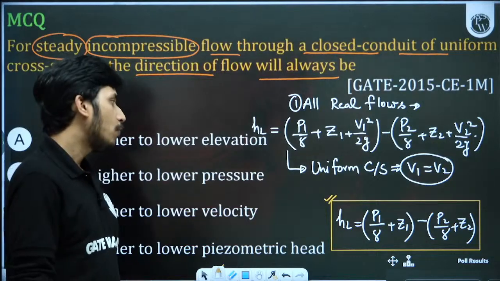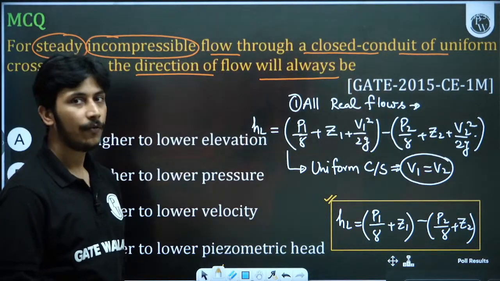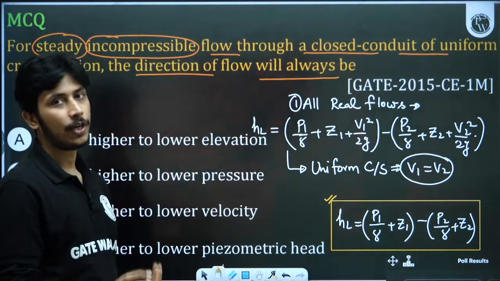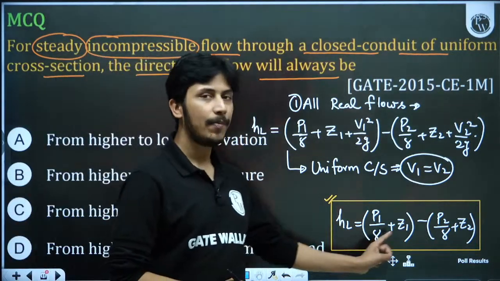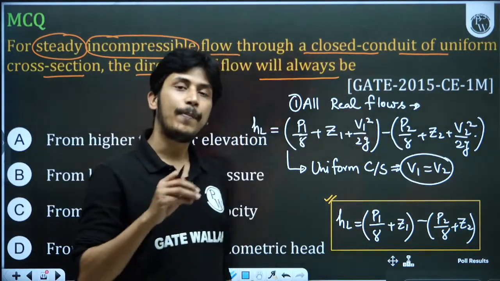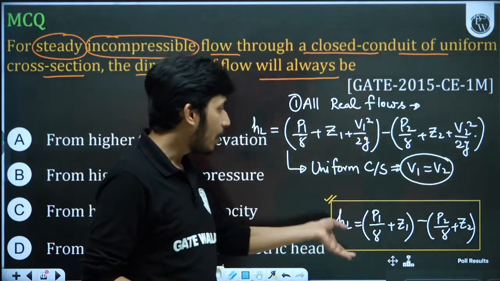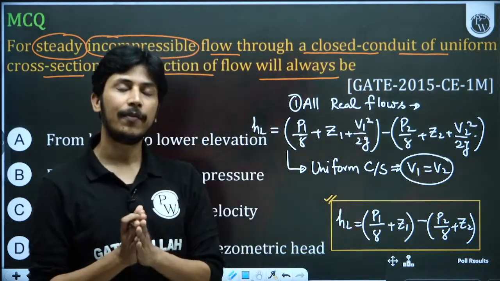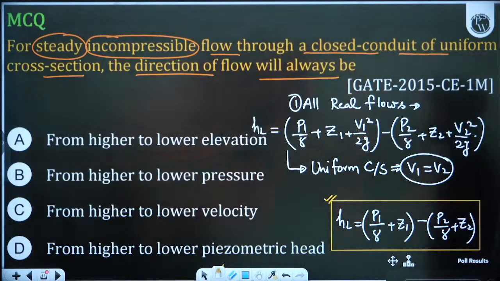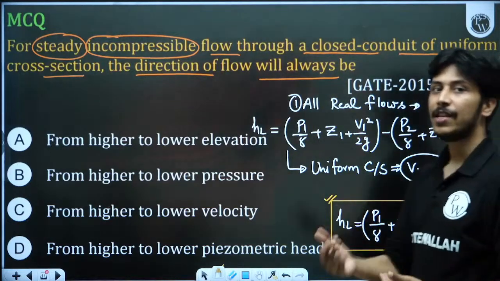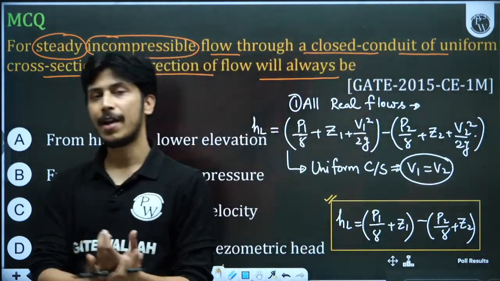So for all flows, the flow happens from higher total head to lower total head. If the cross section is uniform, then from higher piezometric head to lower piezometric head. If the pipe is also horizontal, then Z will also cancel out. Then it will flow from higher pressure to lower pressure. Got it? Nitish Kumar, tell me. If one more condition is given, then we will say from higher pressure to lower pressure.